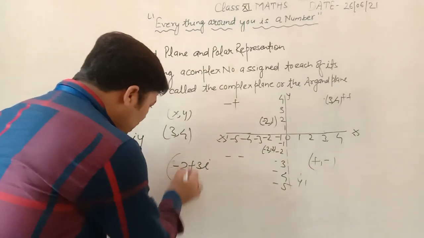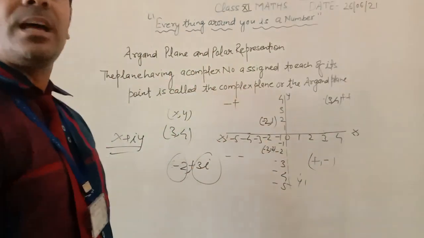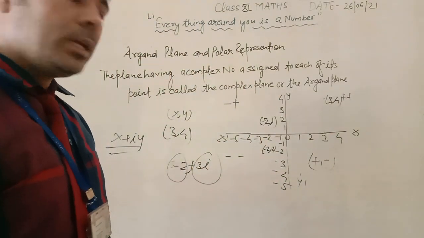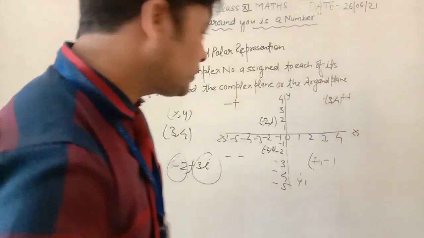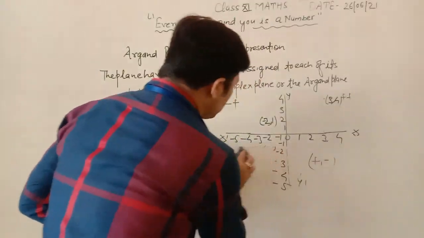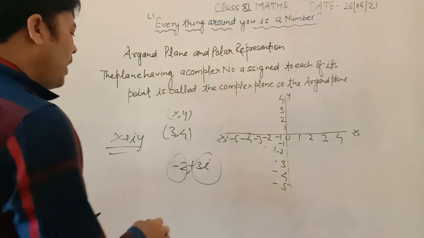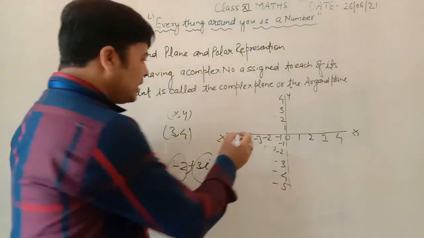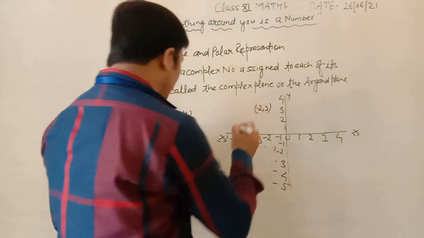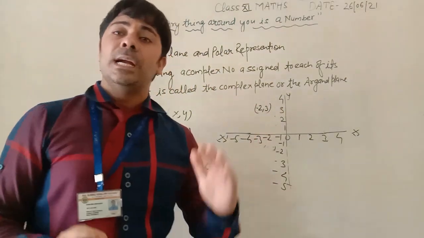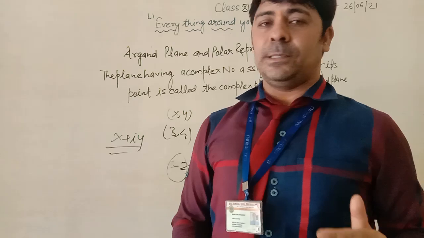The real part is expressed on the x-axis and the imaginary part is expressed on the y-axis. If you want to represent minus 2 plus 3i, the representation in a plane is here: minus 2 and 3. This is the representation of minus 2 plus 3i, expressed in the same manner as you express the ordered pair.